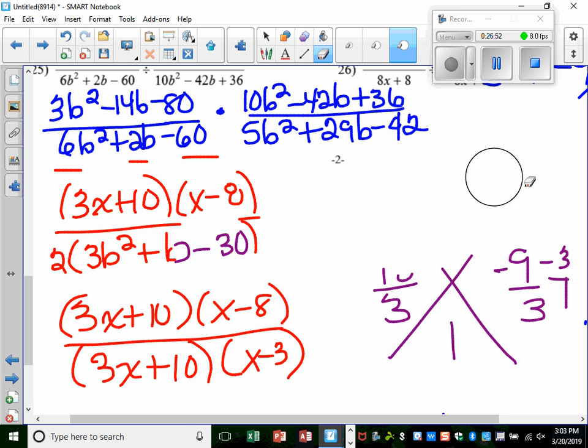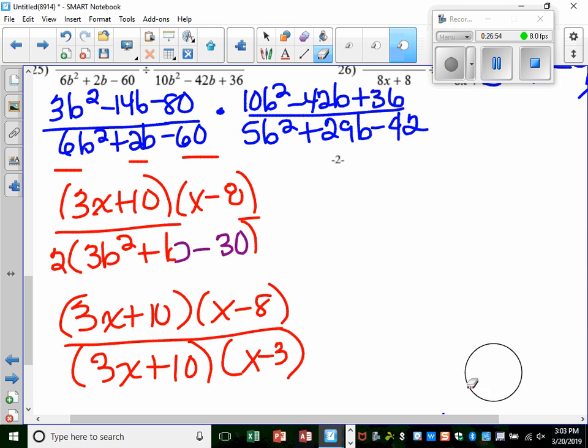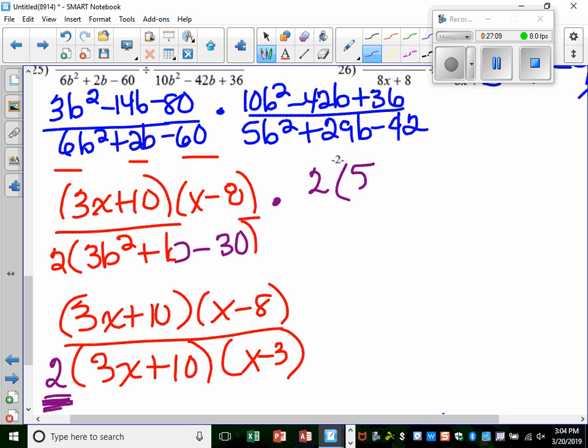Okay, so what do we say we're going to factor out at the top? A 2. All right, so I'm going to do it up here. If I take out a 2, and don't forget we took this 2 out at the bottom, we got to make sure we keep it there. So if I take out a 2, this will become 5b squared minus 21b plus 18. Is that right?